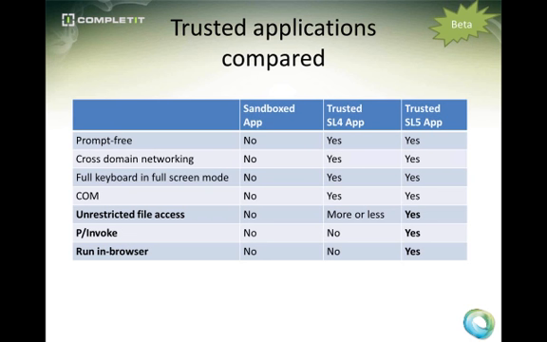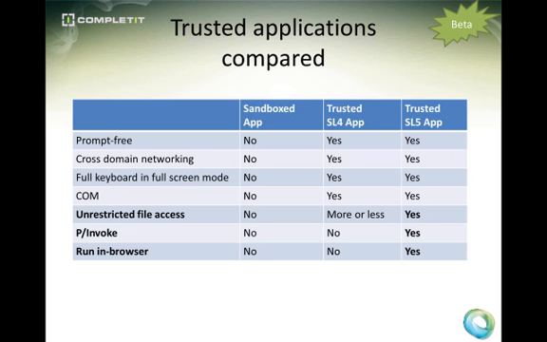And now there are some new things being added, and that's unrestricted file access. That is, of course, not available in sandboxed applications, is more or less available in Silverlight 4 applications, and is fully available in Silverlight 5. That means that Silverlight can access all files on the hard disk. It's also possible to do P/Invoke, and it's also possible to do run in browser. The 2 last things are Silverlight 5 only features, as you can see here.